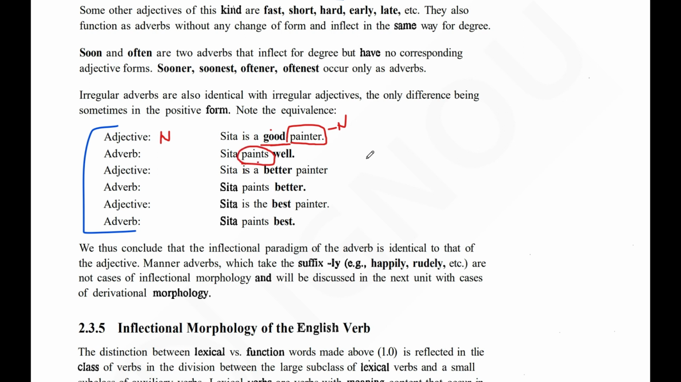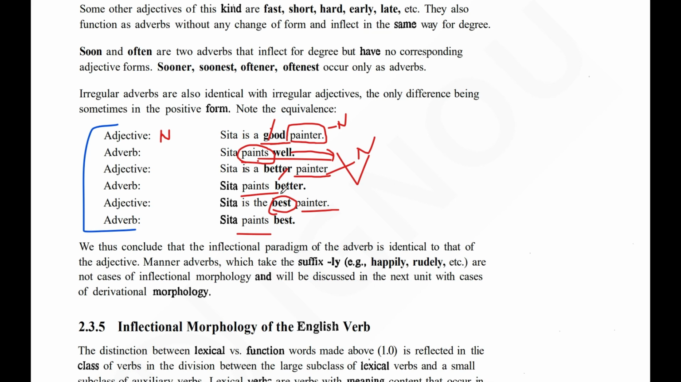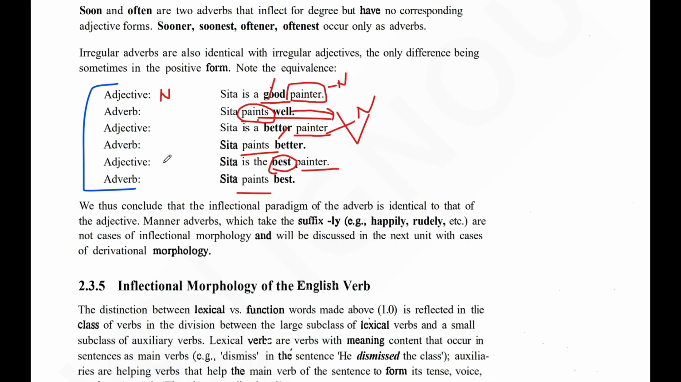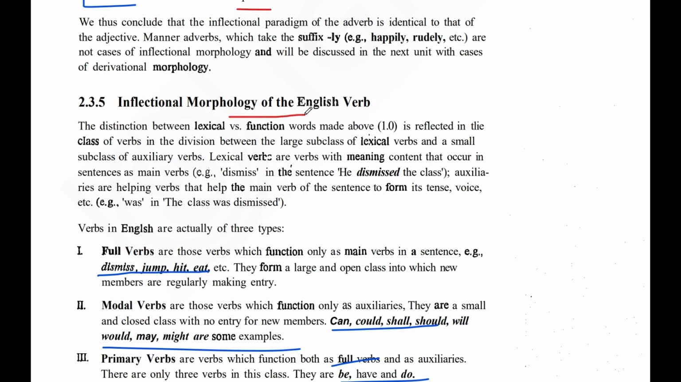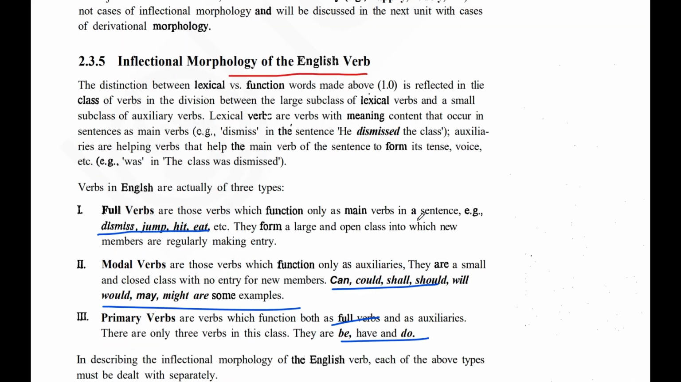But she paints well. Now what are we talking about? We're talking about the quality of painting. Paints is already a verb. And that's why we have described it as well, because it's a verb. Similarly, she is a better painter. So still painter is a noun, and that's why good, better. Again, when we're talking about painter, this is the best. But when we talk about paints, everywhere this paints is a verb, and that's why they are explaining the difference between adjective and adverb.